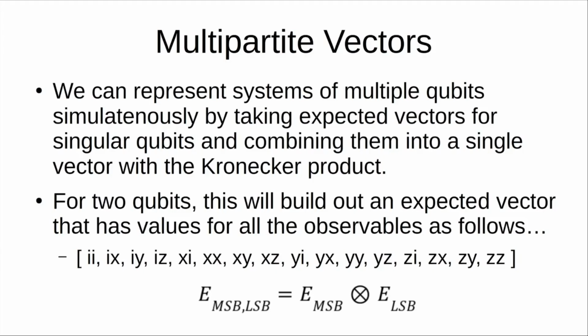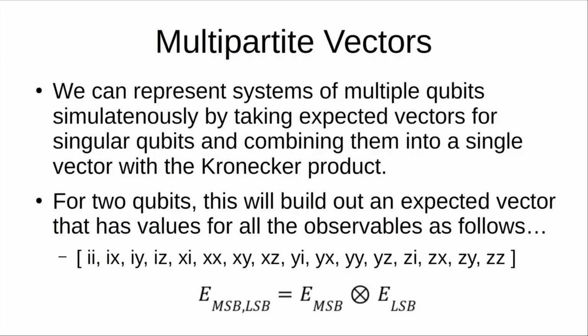So now let's talk about multipartite vectors. That might sound like a scary word, but multipartite just means multiple parties. So you're talking about vectors of more than one qubit. We can represent systems of multiple qubits simultaneously by taking expected vectors for singular qubits and combining them into a vector for multiple qubits with the Kronecker product. I'll probably link in the description a video on the Kronecker product in case you don't know what that is, but it's a very simple mathematical operation.